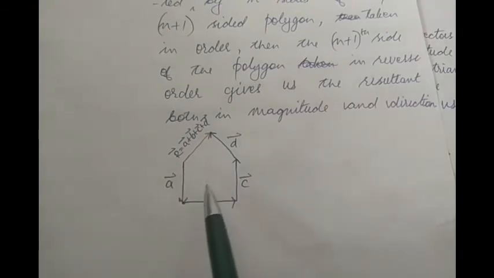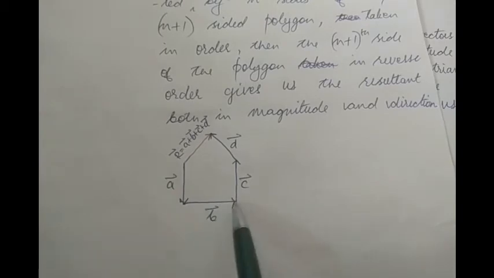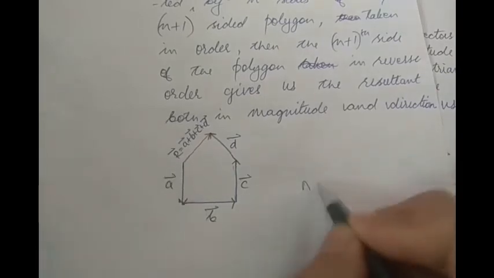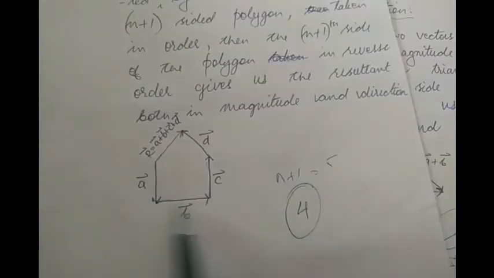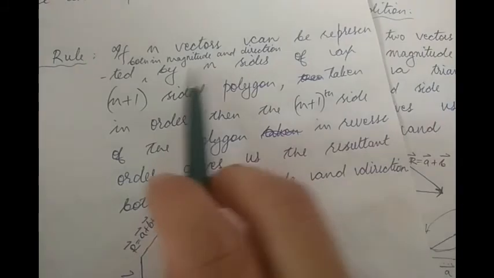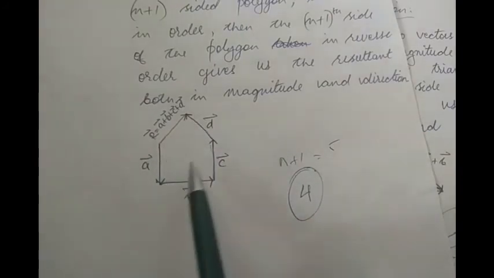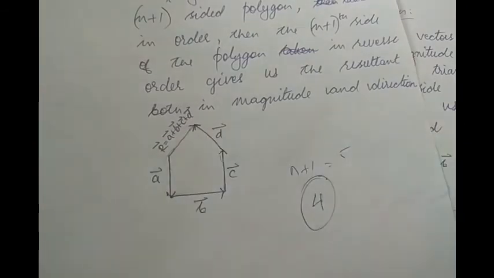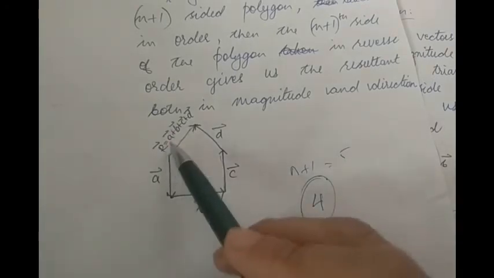For convenience, I've taken a heptagon over here. Sorry, not a heptagon, this is a pentagon. Five sides. So I have vector A, vector B, vector C, vector D. You can see they are taken in order, all moving in the anticlockwise sense. So n plus 1 is 5, which means I have 4 vectors. If 4 vectors, A, B, C, D, are represented both in magnitude and direction by 4 sides of a polygon, then the 5th side, the n plus 1th side, in reverse order will give us the resultant. That is what it says. So R is A plus B plus C plus D.